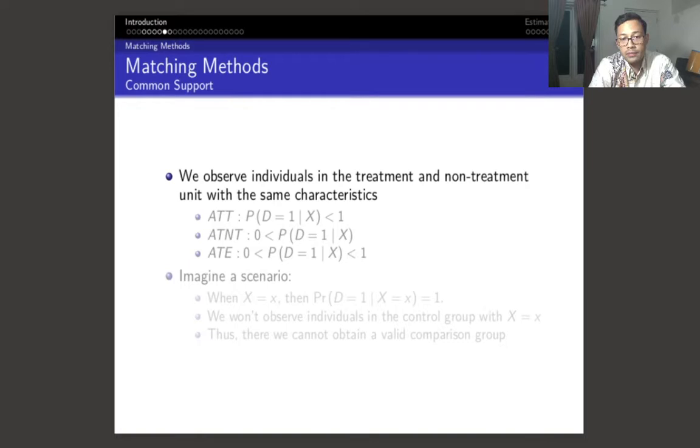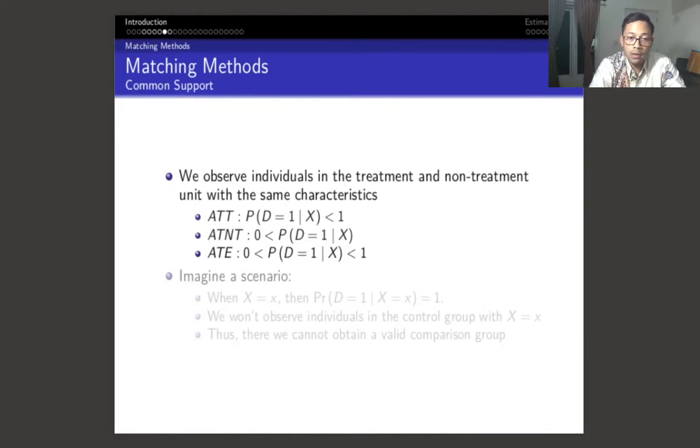Now, we observe individuals in the treatment and the non-treatment unit with the same characteristics. So this is going to be the second assumption of common support. Basically, for the average treatment on the treated, the probability of an individual receiving a treatment is going to be less than 1. And for the average treatment on the not treated, the probability of receiving the treatment is going to be larger than 0. And so for the average treatment effect, it's going to be between 0 and 1.